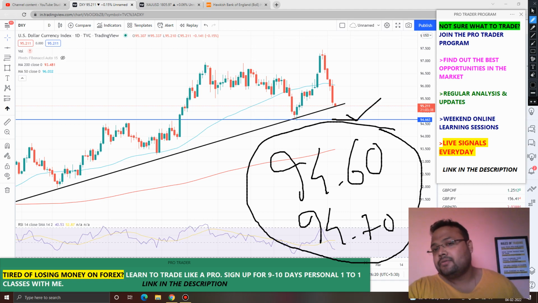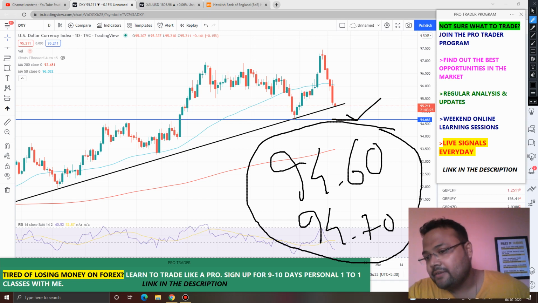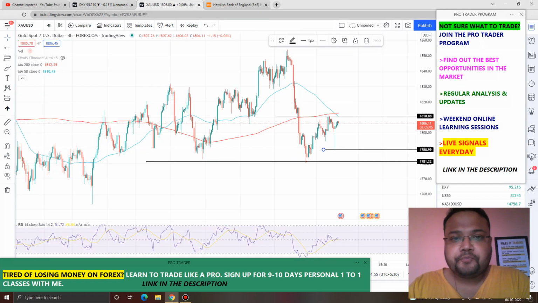As of now, just keep in mind that the dollar is standing at the trend line, the support on the daily chart, and we have 94.60 to 94.70 as the next support if the news comes out bad. And if the market breaks this support just like yesterday, then there will be a free fall in the market. So be careful and watch the market carefully.